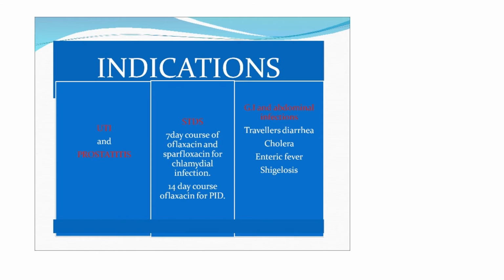Second, STDs. STD means a sexually transmitted disease. A 7-day course of ofloxacin or sparfloxacin for chlamydial infection can help to relieve the infection. Or else for PID, pelvic inflammatory disease, a 14-day course of ofloxacin can also decrease pelvic inflammatory disease.